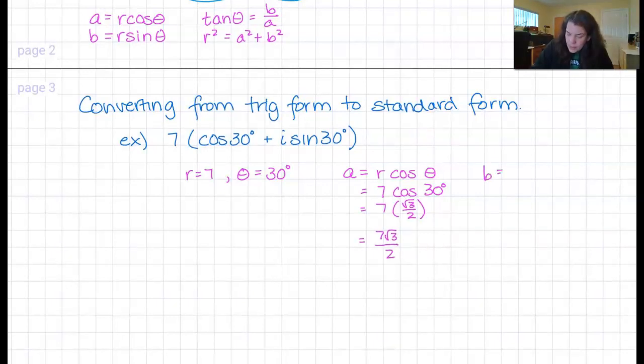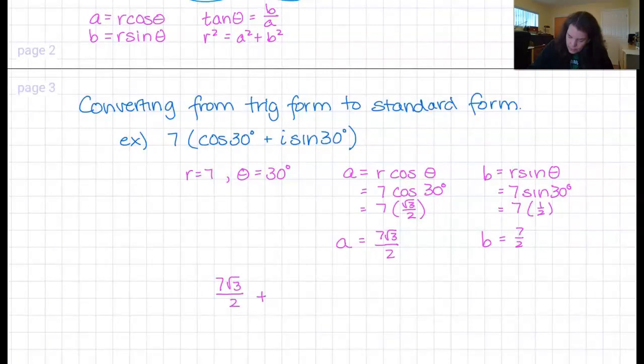b is r sine theta, which is 7 sine 30 degrees. The sine of 30 degrees is 1/2, so it's 7/2. So a is 7 root 3 over 2, b is 7 over 2, and then you just put it together. So the answer is 7 root 3 over 2 plus 7 over 2 i.